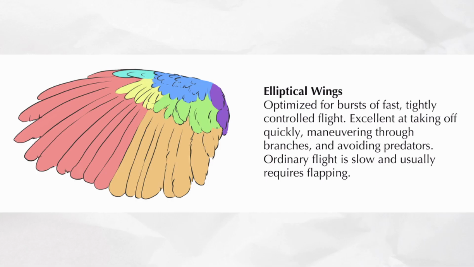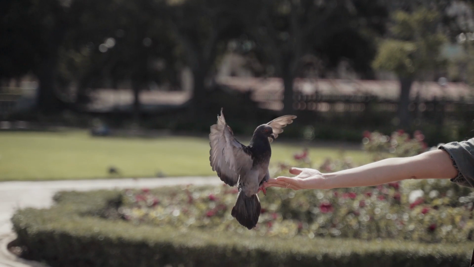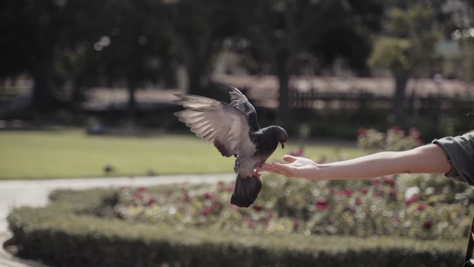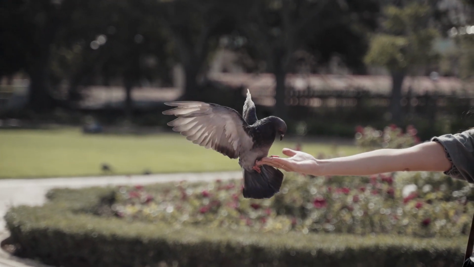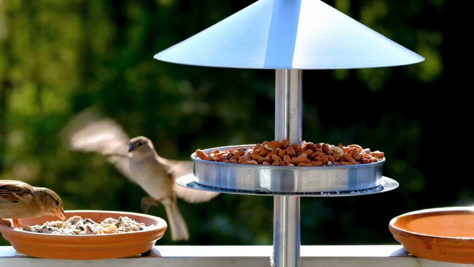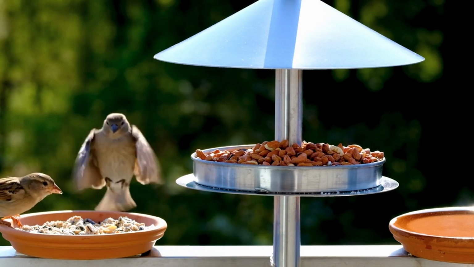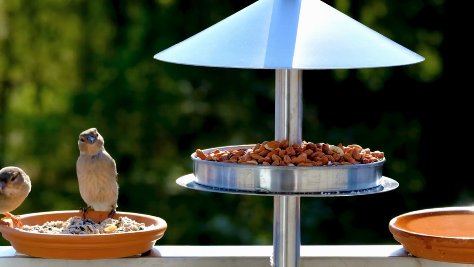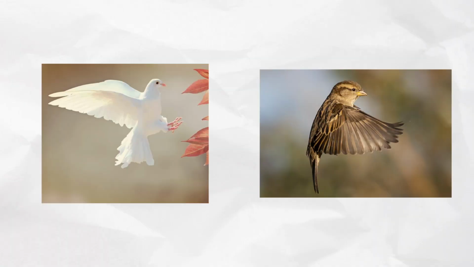Elliptical wings. They are typically found on birds that don't often migrate long distances and live in forests. This wing type helps the bird to fly in tight spaces and to quickly do so for short periods of time. Some examples are doves and sparrows.